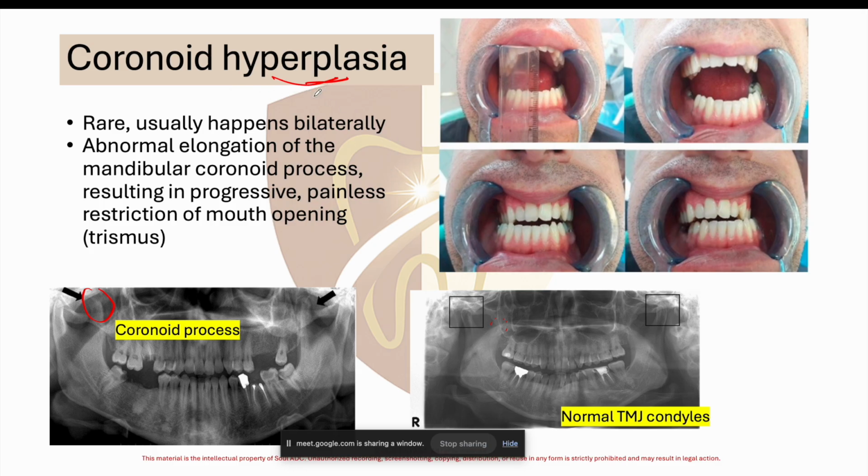It affects both the sides. It's a rare condition, and it is painless, but there will be restricted mouth opening. So in the patient having trismus, you see the mouth opening has been reduced.